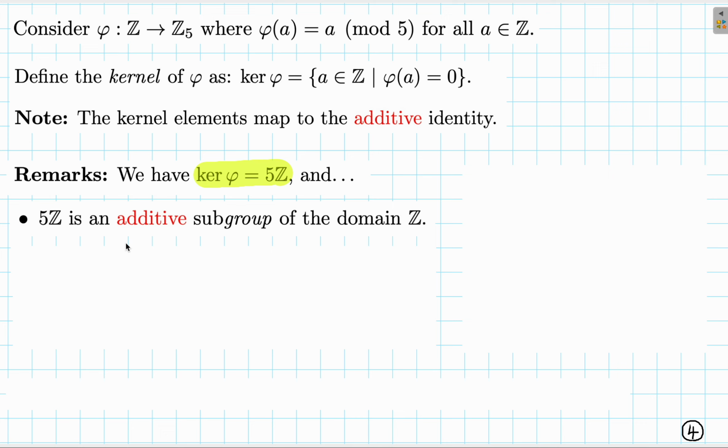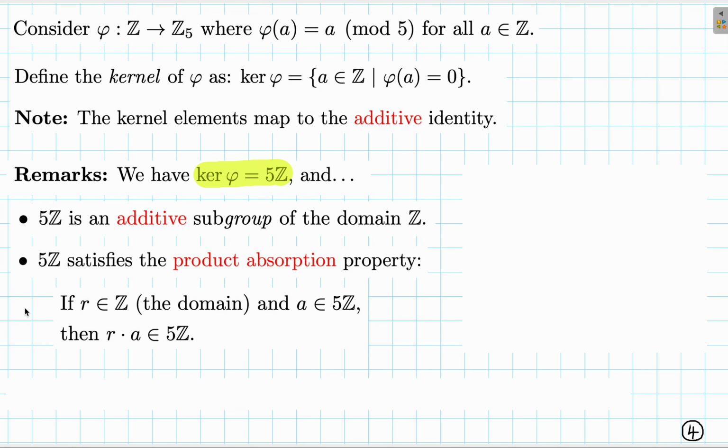From group theory, we also know that the kernel is a subgroup of the domain, and here, phi can be viewed as a homomorphism from an additive group Z to an additive group Z5, because once again, every ring is also an additive group. But be careful, because 5Z is not a subring of Z, because the multiplicative identity element 1 is not contained in 5Z. So once again, 5Z, although being an additive subgroup of the domain Z, is not a subring of the domain Z.